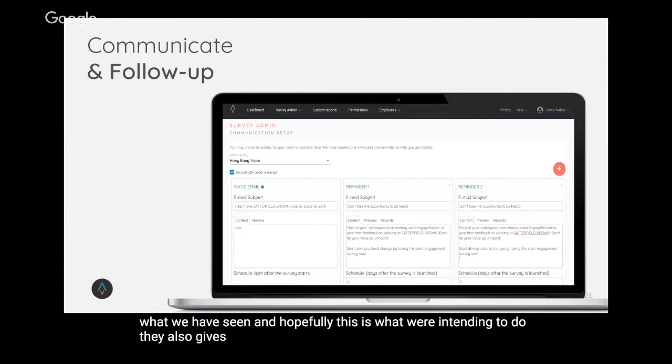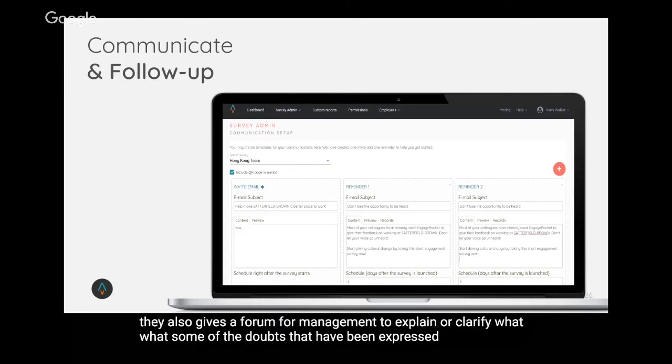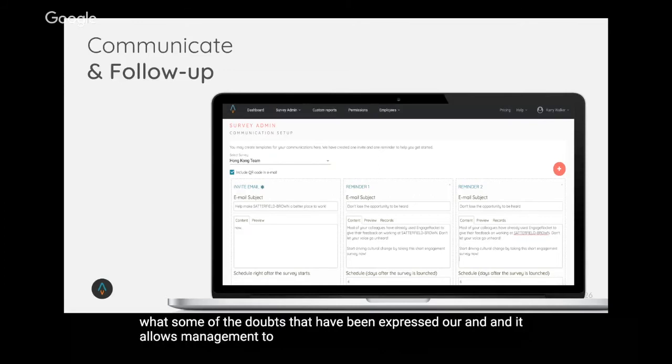So it also gives a forum for management to explain or clarify some of the doubts that have been expressed, and it allows management to either commit to certain actions or to share why certain actions are not possible in the short term and what they are doing in the long run to take a look at addressing.